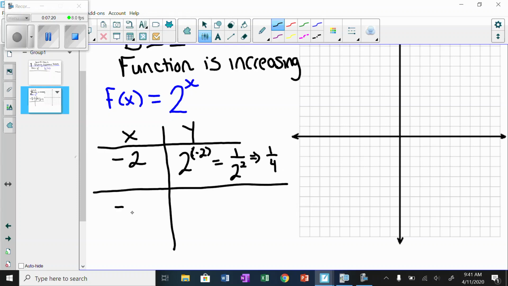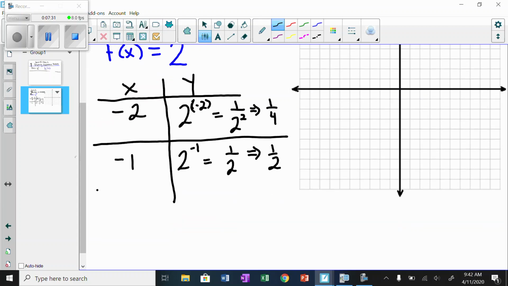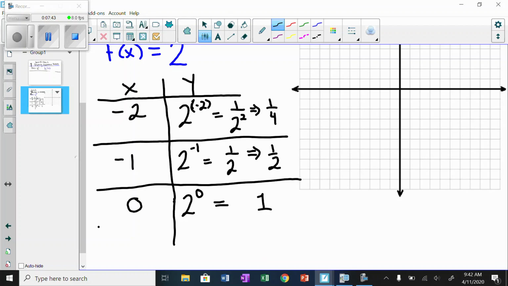Then I will choose -1, and we're going to have 2 to the -1st power, which is really 1 over 2 to the 1st power, which is 1/2. If you notice, I'm just increasing by 1 unit. I'm going to go to 0. We're going to have 2 to the 0 power, which is going to be 1. Then 1, which is 2 to the 1st power, which is 2.